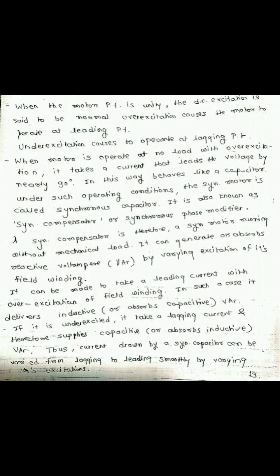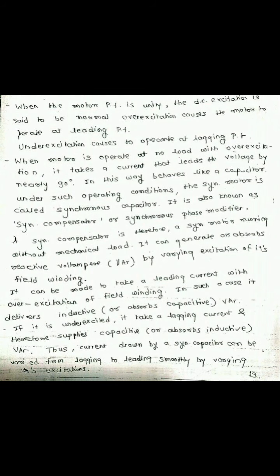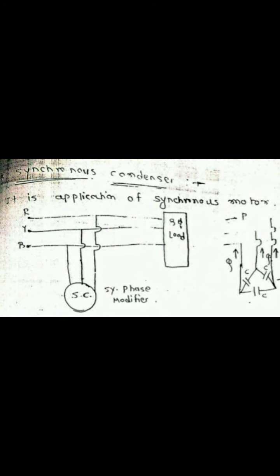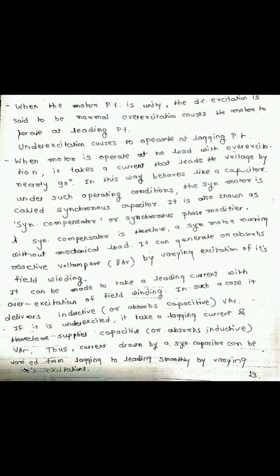So we'll discuss in detail. When the motor power factor is unity, the DC excitation is said to be normal. When the DC excitation is given to the rotor circuit, at that time it is said to be normal. But overexcitation causes the motor to operate at a leading power factor. As we know, there are three excitation states: the first is normal, the second is overexcitation, and the third is the underexcitation state. The overexcitation state provides a leading power factor, and underexcitation causes operation at a lagging power factor.